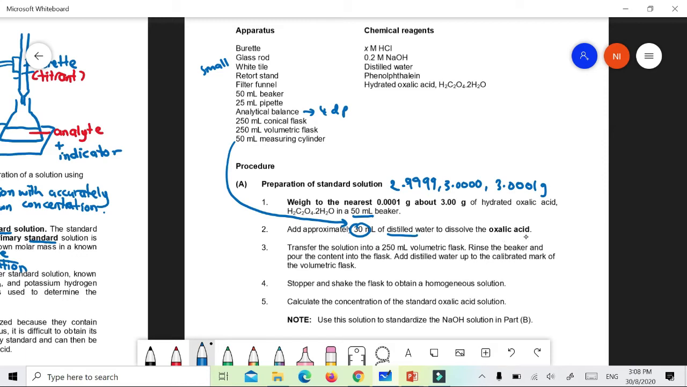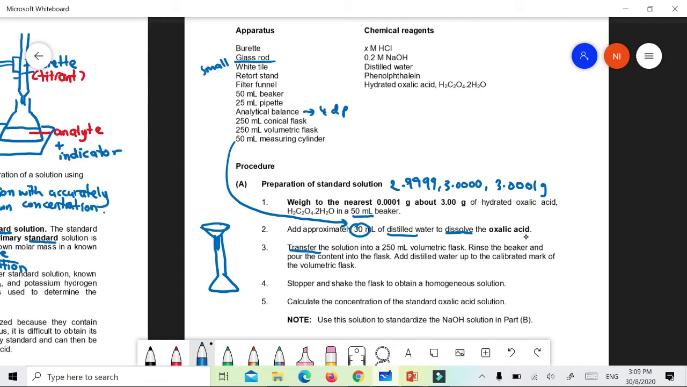Next, now you can use the glass rod. Stir until it dissolves, larut. And then transfer the solution into a 250 ml volumetric flask. So this is what a volumetric flask looks like. In order to transfer into this volumetric flask, please use a filter funnel.